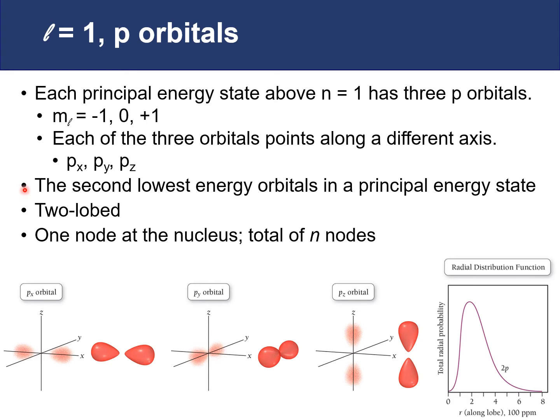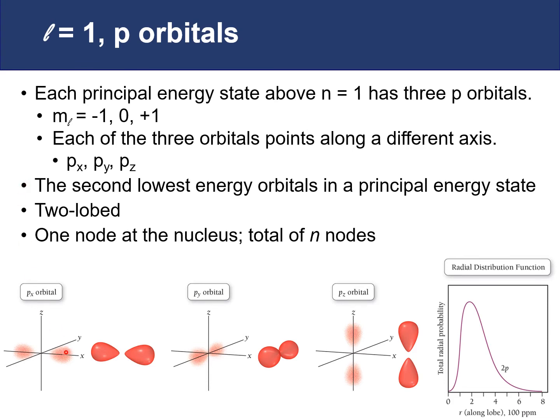The p orbitals themselves, again, are the second lowest energy orbitals for a given principal energy state. The L equals 0, the s orbitals, are the lowest. The L equals 1, the p orbitals, are the second lowest.